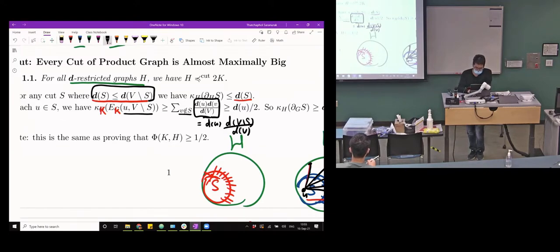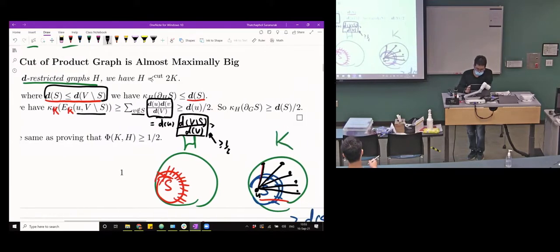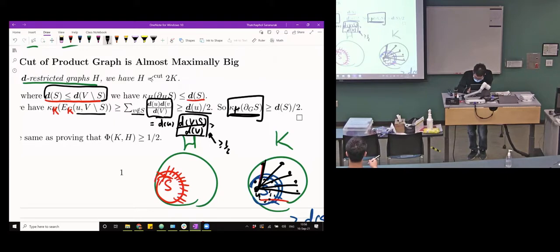Now, because S is on the smaller side, this thing is at least half. So what does it say here? It says that if you look at U, more than half of its degree will go outside S. And now if you sum up over all nodes U in S, then you get the total cut size. There are so many typos.